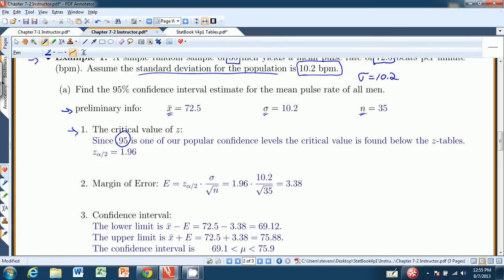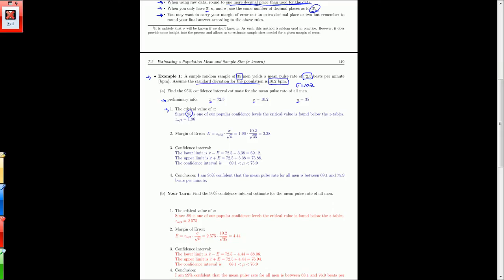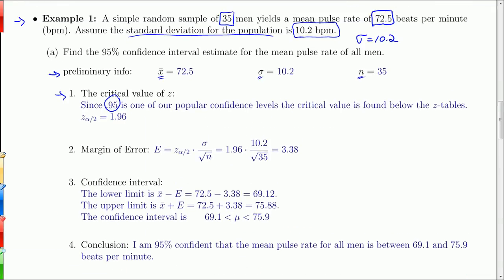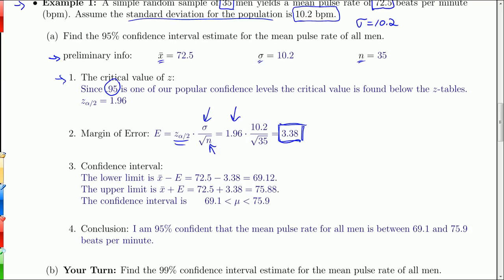I'm going to switch to full screen mode. There we go. We have a little more space to work with here. So our z sub alpha over 2 that we just looked up is 1.96. Then I need the population standard deviation divided by the square root of n. When I do that, I get 3.38. So that is my margin of error. So I have a sample mean and a margin of error, and that's enough to build my confidence interval.